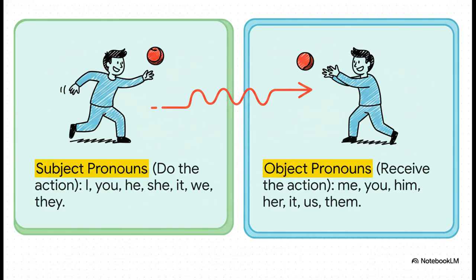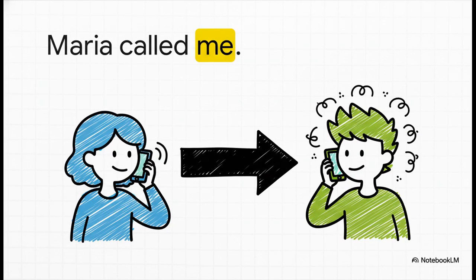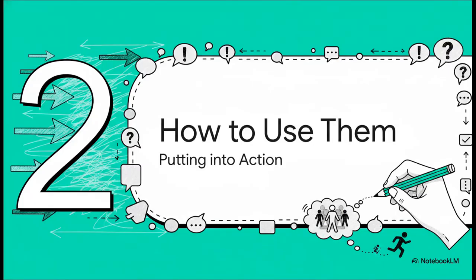Doers versus receivers. Let's look at a super simple example. I called Maria. Who's doing the action? Who's making the call? I am. So I is the subject pronoun. Easy enough, right? Now watch what happens when we flip it. Maria called me. So in this sentence, who's doing the calling now? Maria is. And who is on the other end receiving the call? Me. So me is the object pronoun. See that? I does the action, me receives it. That's the whole game.